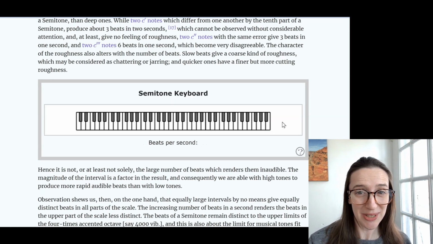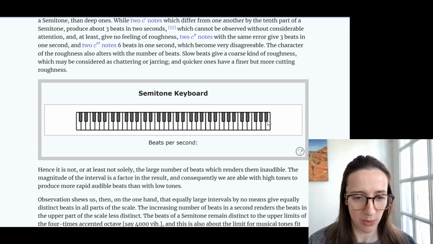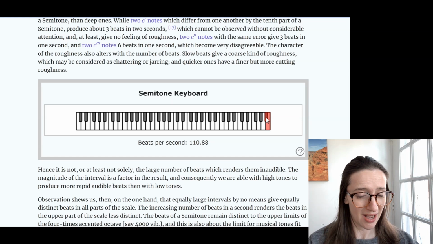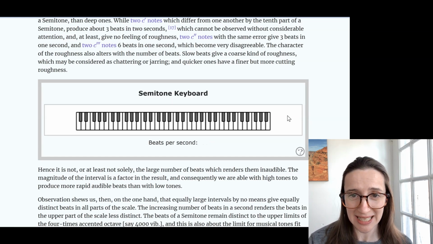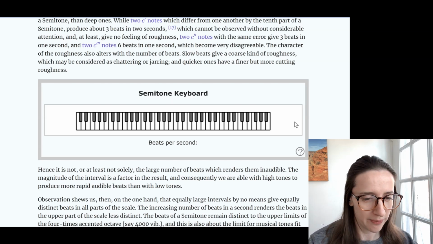I don't know. Do you agree with Helmholtz that up to 100 and... we didn't even hear 130, we heard 110, that you can hear those beats distinctly? I don't know that I buy it.